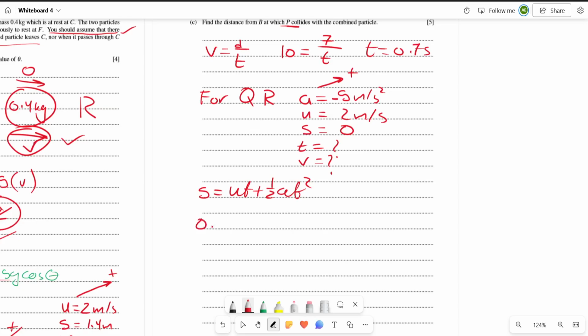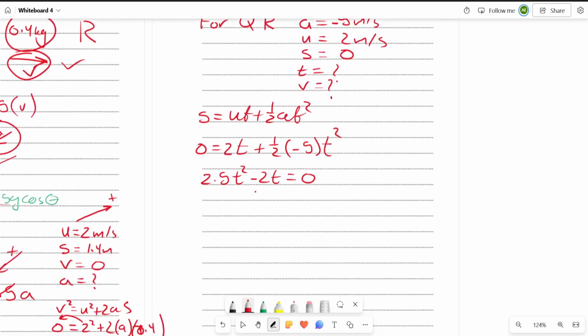So s is 0, u is 2, time I don't know, plus half times acceleration, which is negative 5, times t squared. So half times negative 5 is negative 2.5. Moving that to the other side is going to become 2.5t squared. Moving the 2t to the other side is going to become minus 2t equals 0. And from here, this is going to give me two solutions. I can take a t out. So it's going to be t times (2.5t minus 2) equals 0.